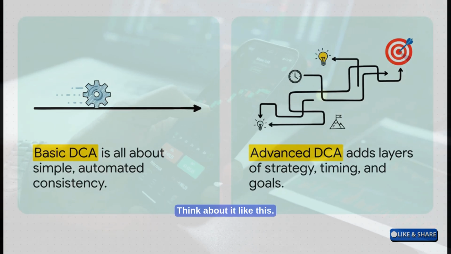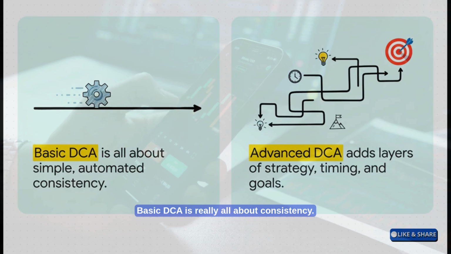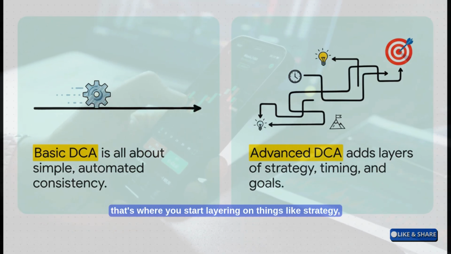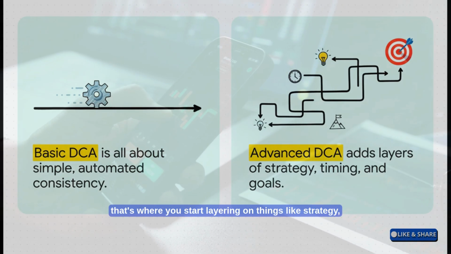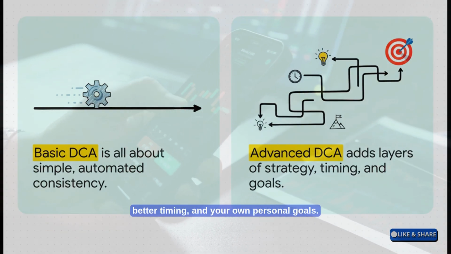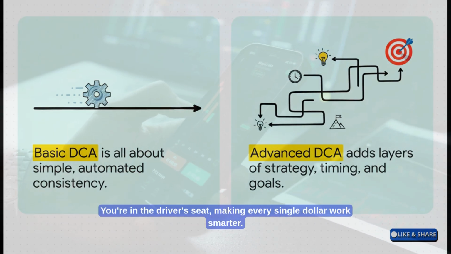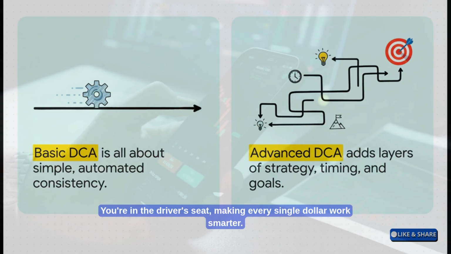Think about it like this. Basic DCA is really all about consistency. It's automation. But advanced DCA, that's where you start layering on things like strategy, better timing, and your own personal goals. You're not just a passenger anymore. You're in the driver's seat, making every single dollar work smarter.